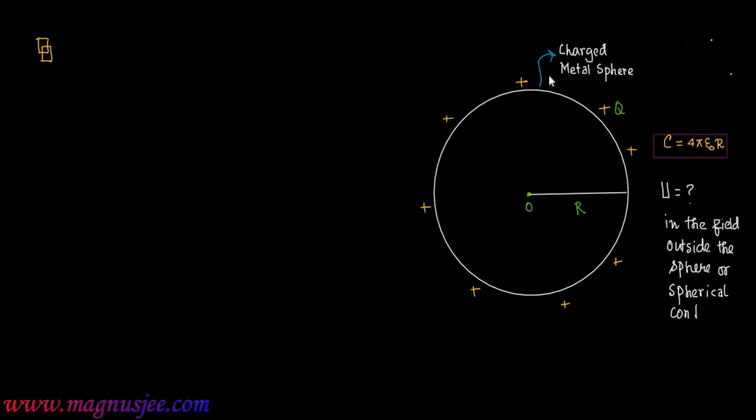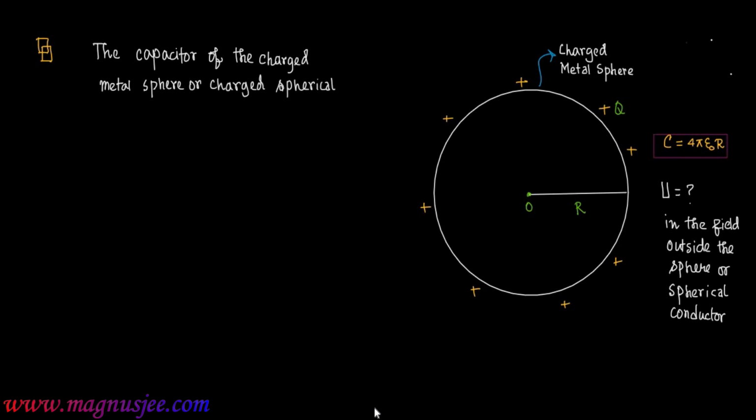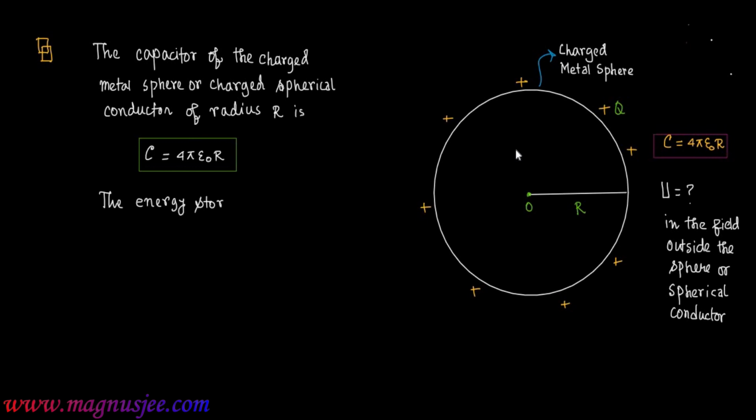In this case, the capacitance C is equal to 4 pi epsilon naught R. The capacitance of the charged metal sphere or charged spherical conductor of radius R is given by C equal to 4 pi epsilon naught R. It should be capacitance of a spherical conductor, not capacitor. The energy stored, and this is an alternative process or alternative explanation, or aliter.